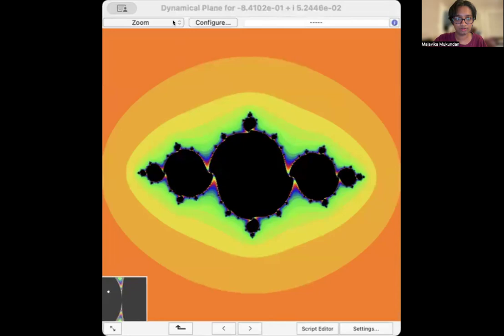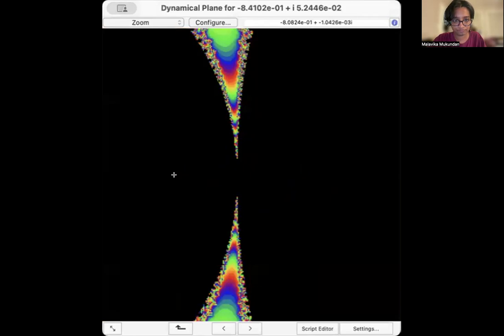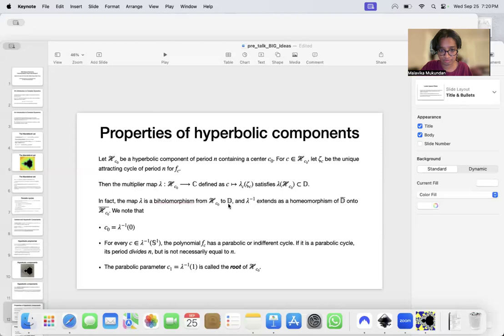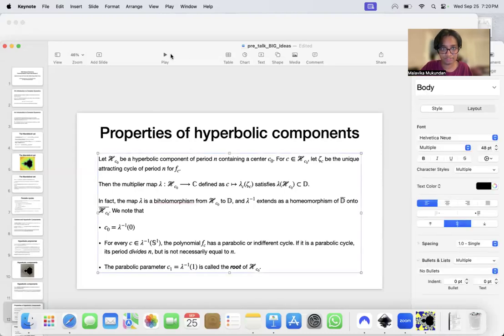So if I go back to Fractal Stream, now for this component right here, if you can see my cursor, this point right here is the root. This is the unique point for which there is a parabolic cycle. And for the multiplier map of this component, this is the point which is the preimage of 1. So every component has a root, and the problem is because we have all these degeneracies, what could happen is the following.